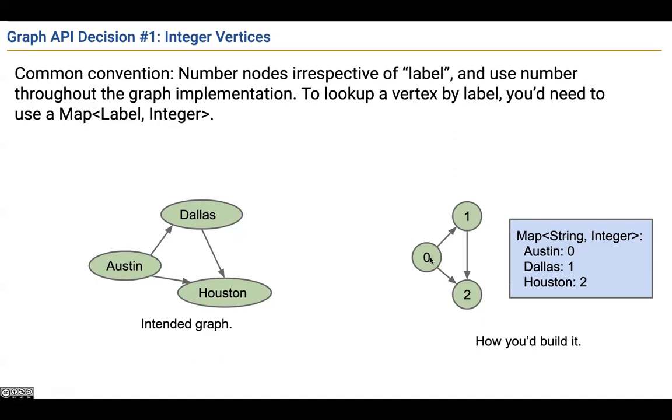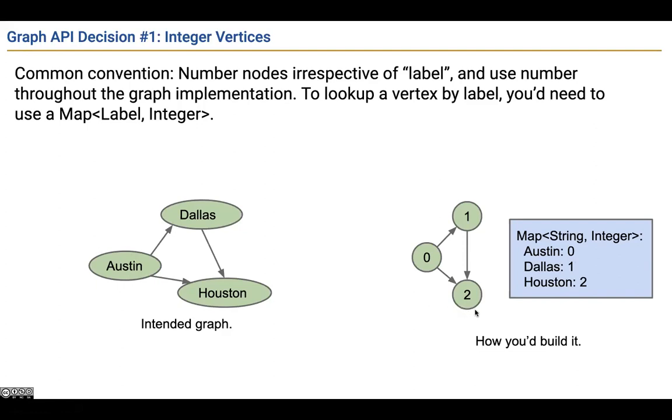So the question then is, if I'm only forcing you to have integers in your graph, how could you represent a graph like the one on the left with Dallas, Austin, and Houston? Well, one thing you could do then is you could first build the graph with numbers, 0, 1, and 2, and then keep track of a map. That maps Austin is represented by 0, and Dallas is represented by 1, and Houston is represented by 2. So in effect, this structure on the right is the same as the structure on the left, but I'm forcing you to build it like this because I am restricting you to only having integers.